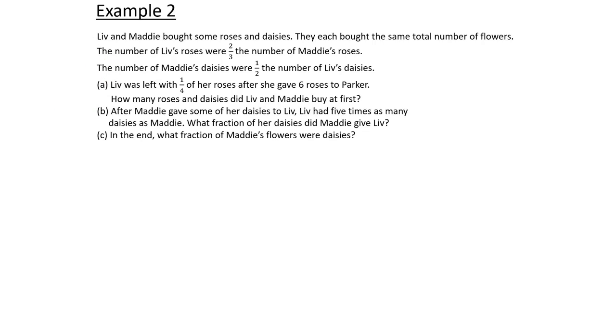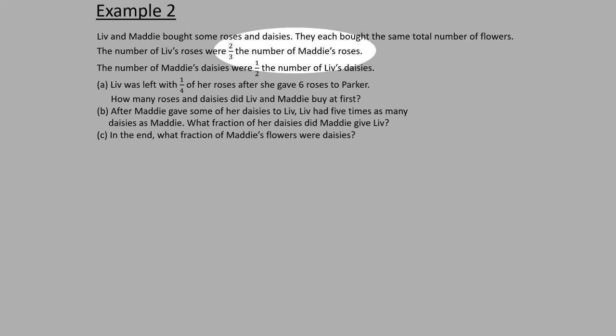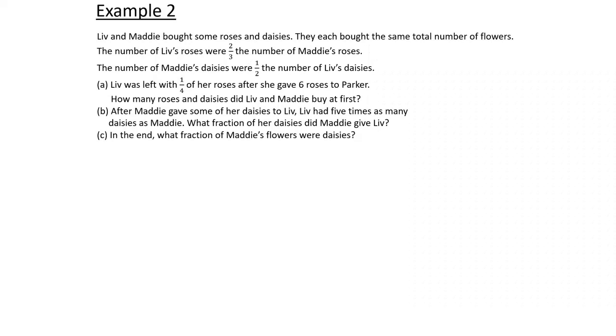We do not know the number of roses and the number of daisies each girl bought at first. What we do know about the number of roses and daisies at first is that the number of Liv's roses was 2/3 the number of Maddie's roses. We also know that the number of Maddie's daisies was 1/2 the number of Liv's daisies.